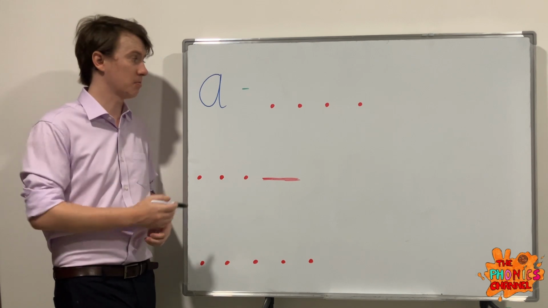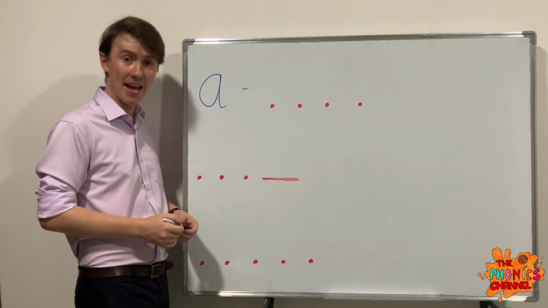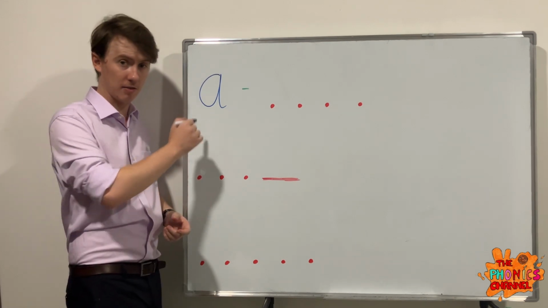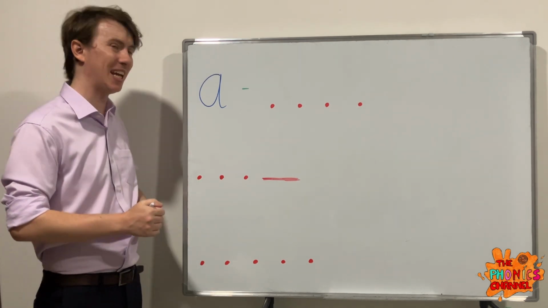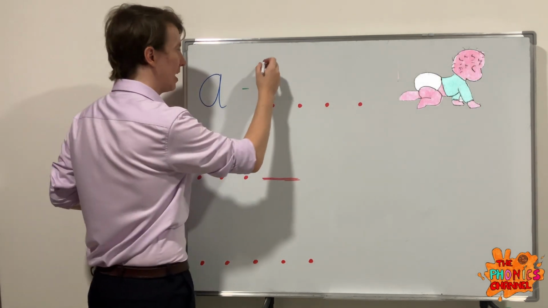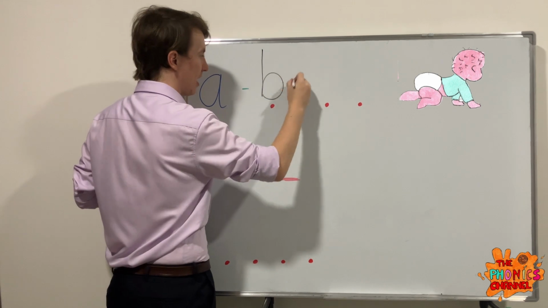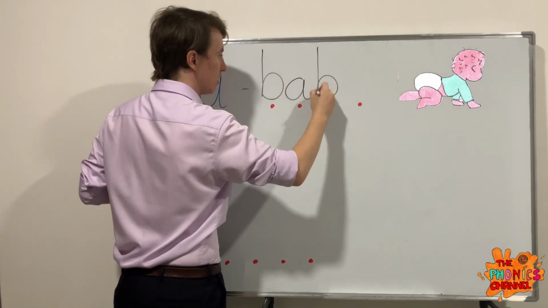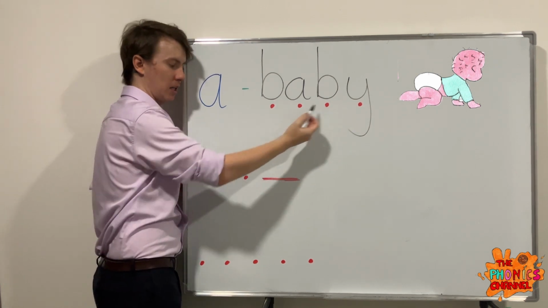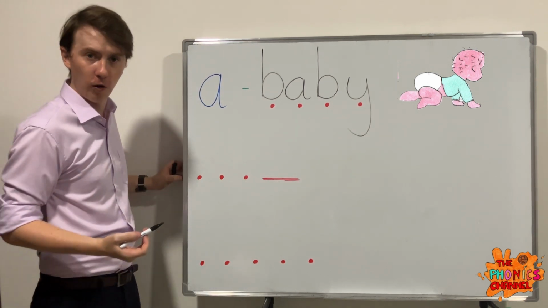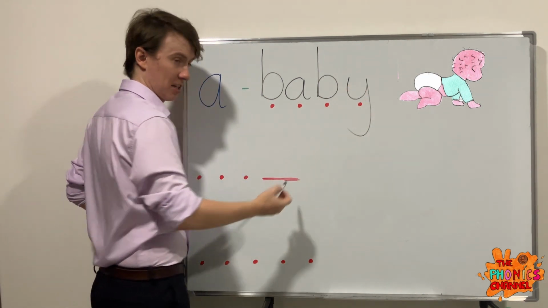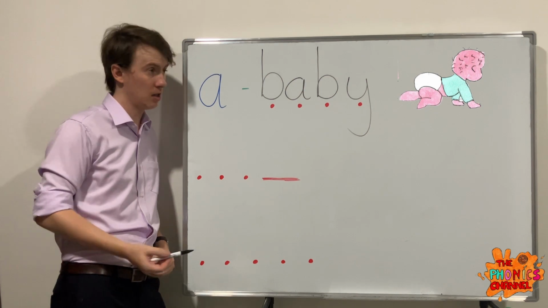Okay, so let's put this single letter A sound into some words, alternative sound for this letter. Okay, baby is the first one. B-A-B-E. Baby. 4 letters making 4 sounds, and we have the Y sound making the E sound.